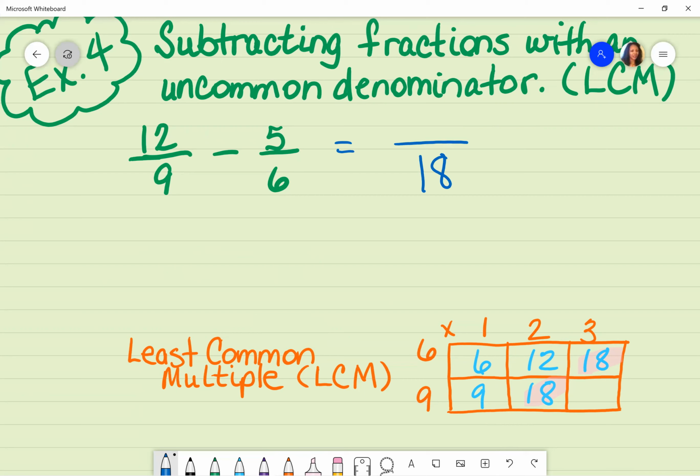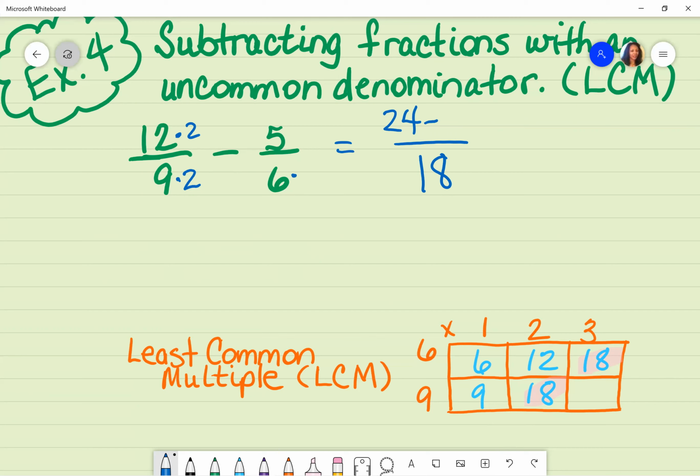Now I can use the method that my son just told me. 9 times what will give me 18? 9 times 2. So whatever I do to the denominator, guess what? I do to the numerator. So 12 times 2 is going to give me 24. I take the sign that's in the middle, which is subtraction. And 6 times what will give me 18?